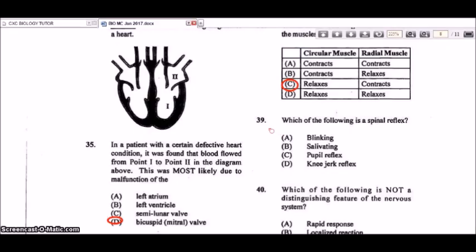Question 39, which of the following is a spinal reflex? So by spinal reflex, that means that the electrical impulses are going to the spinal cord and not the brain. So the answer for that one would be the knee-jerk reflex. All the others are examples of cranial reflexes. So the messages will be going to the brain instead.